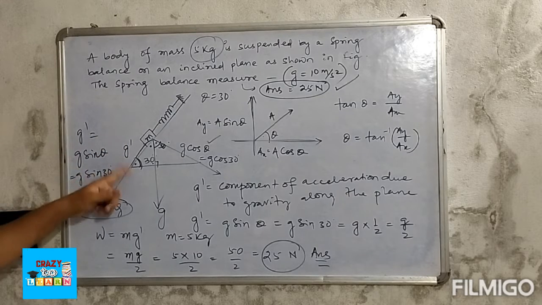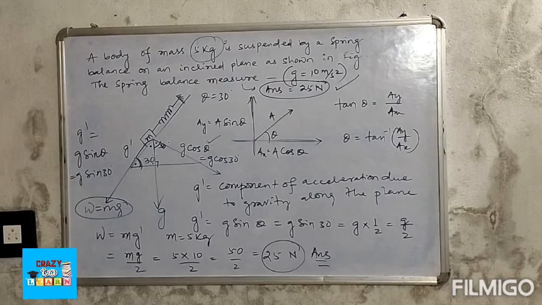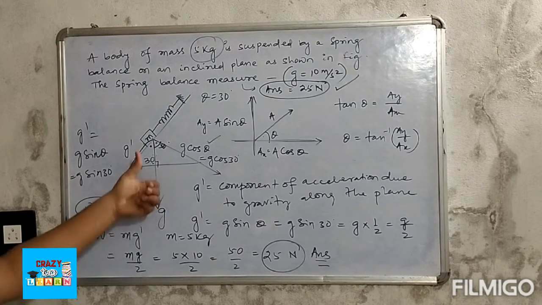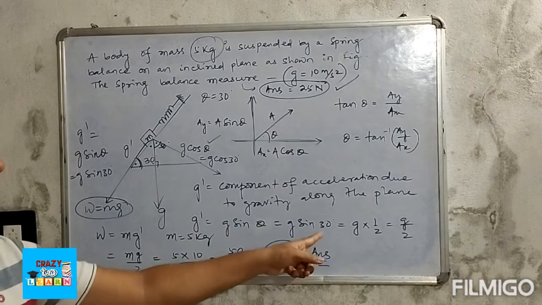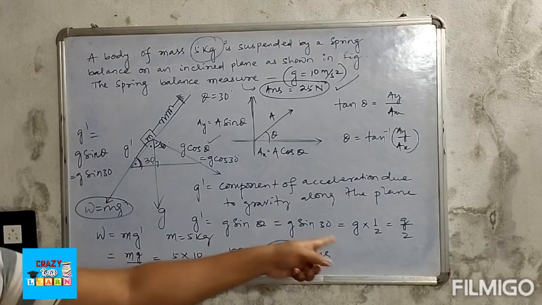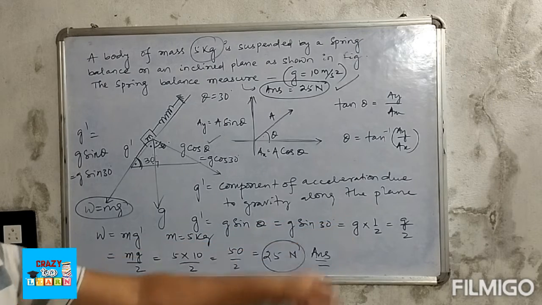So you have to take g dash. And what is the value of g dash? The value of g dash is g sin theta, as it is the component of g along the plane. So it is g sin theta. The value of sin theta is equal to half, so g into half, g by 2.